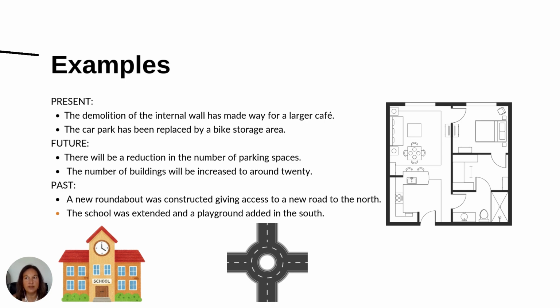Let's look at some examples in action. In the present, you might say the car park has been replaced by a bike storage area. In the future, the number of buildings will be increased. And for the past, a new roundabout was constructed. Notice how these sentences are precise and they use strong verbs that collocate correctly for maps.